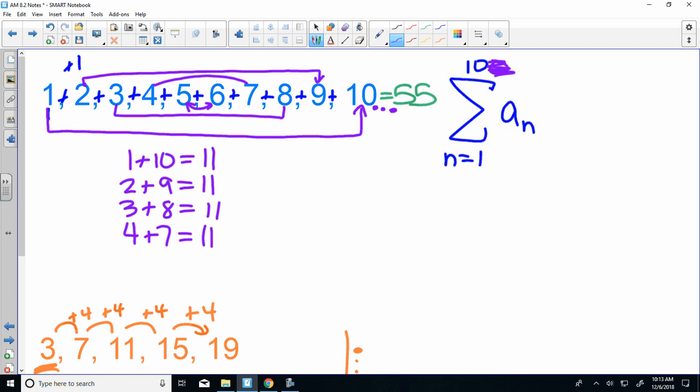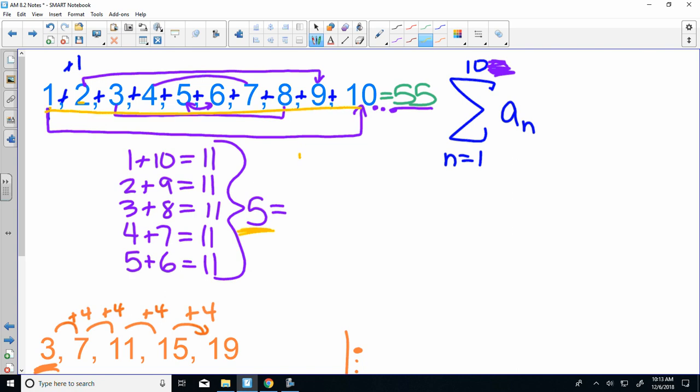And if you have 5 plus 6, you get 11 as well. And how many 11s are there? Well, there are 5 of them, and 11 times 5 is 55. Well, let's see then. How does this apply? How many terms do we have in this sequence from here to there? Hey, there's 10 terms. And this number is 5. It's half of that, isn't it?